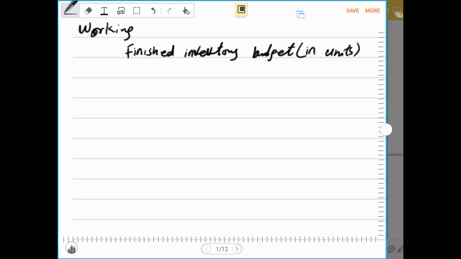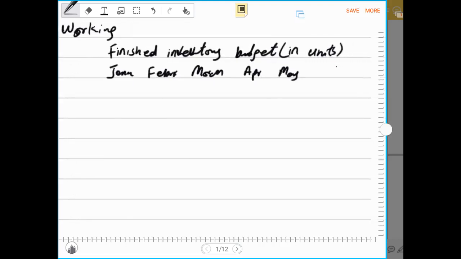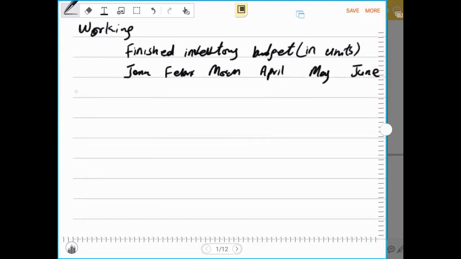This is in units, where we start with the month of January. We have February. We have March. We have April. We have May. And we have the last month, which is the month of June. So now we record all those in this table format. Six months is there. So now we start with the opening balance of the inventory.